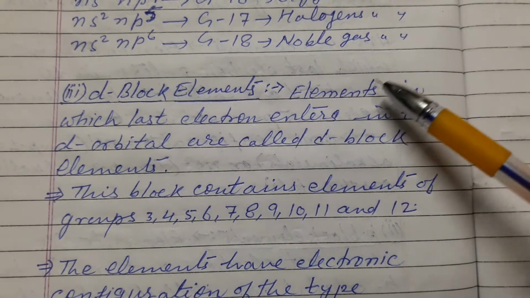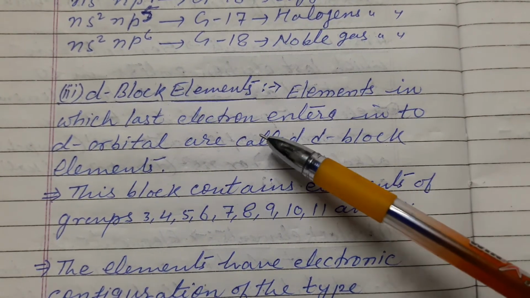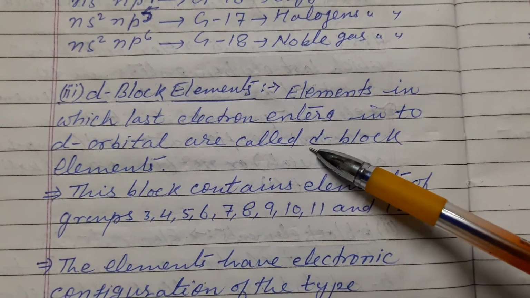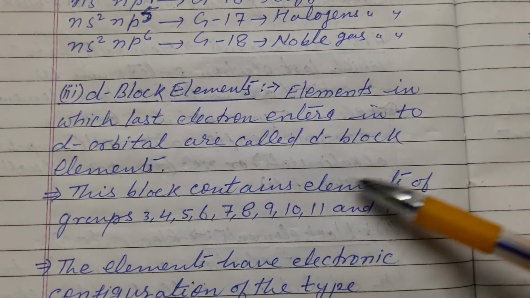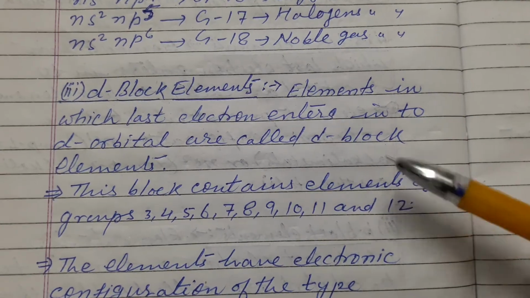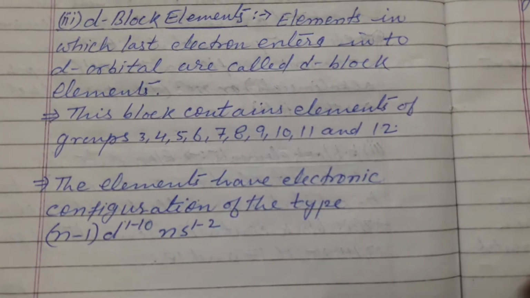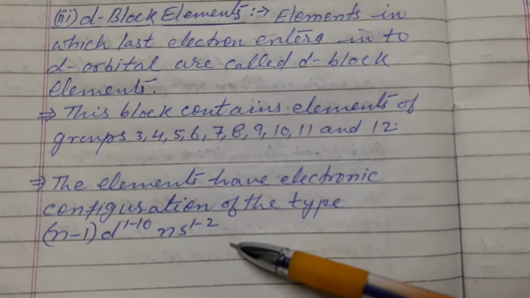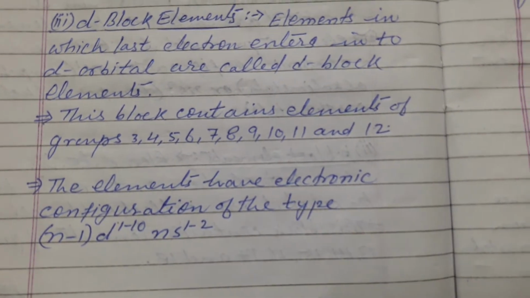D block elements. Elements in which last electron enters into d orbital are called d block elements. This block contains elements of group 3 to 12. The elements have electronic configuration (n-1)d1 to 10, ns1 or 2.